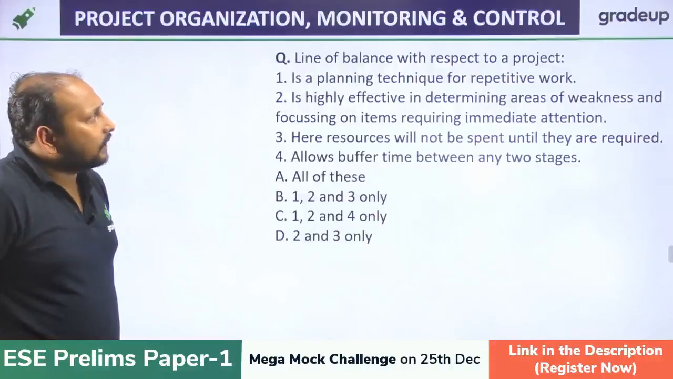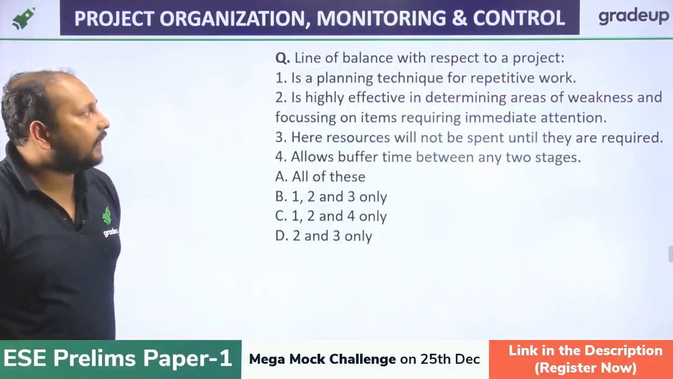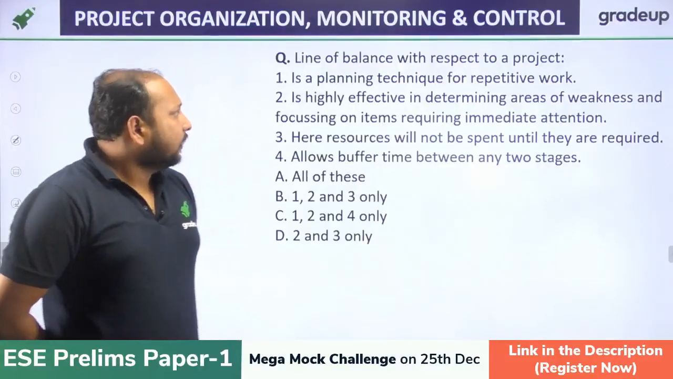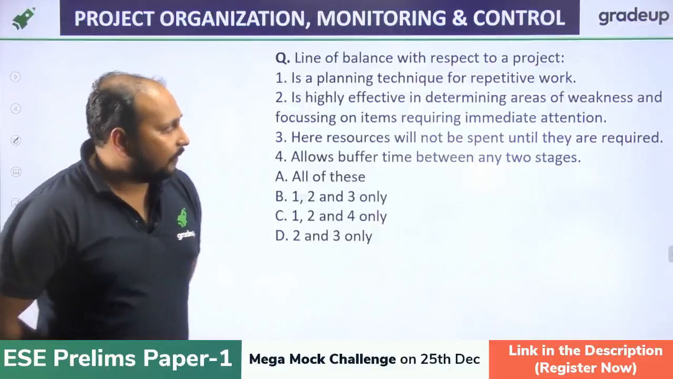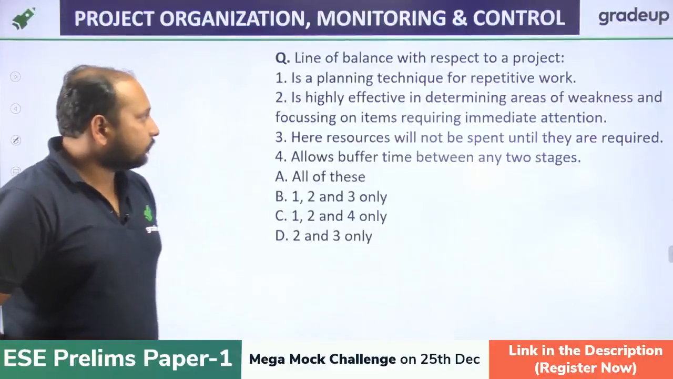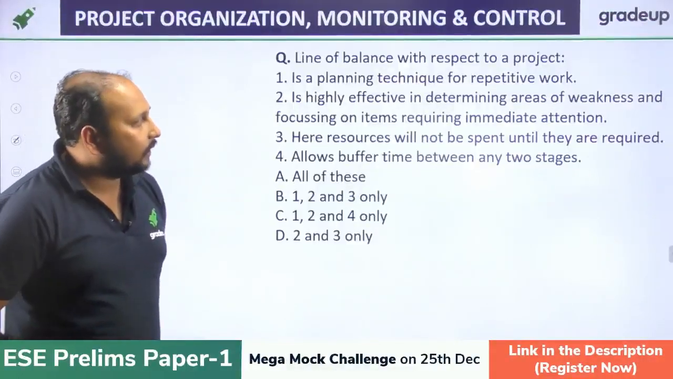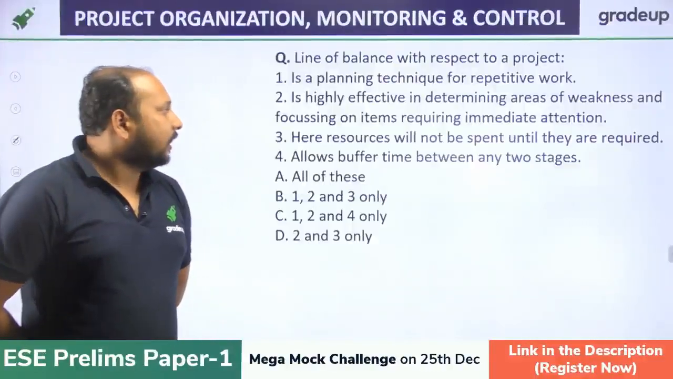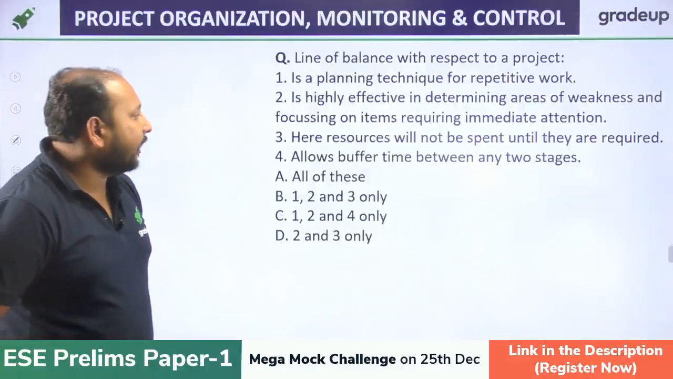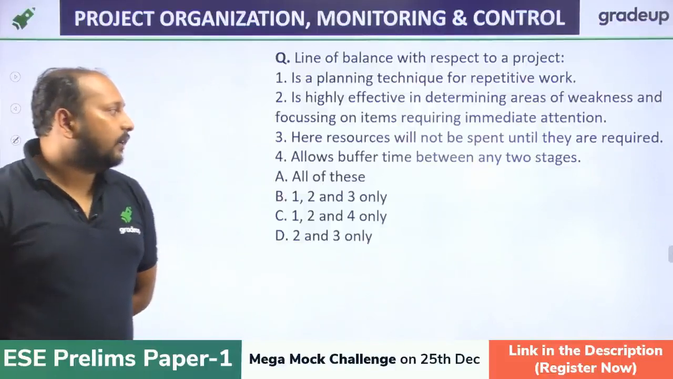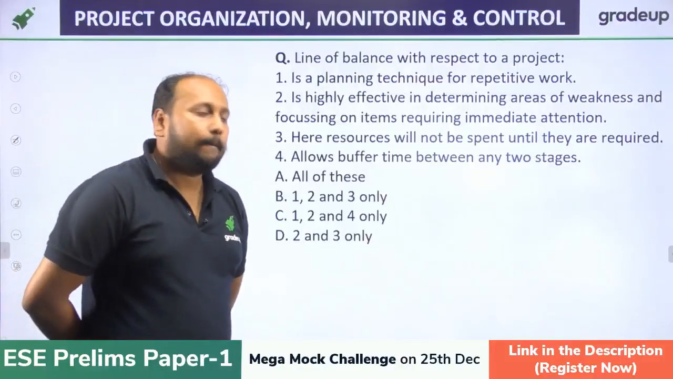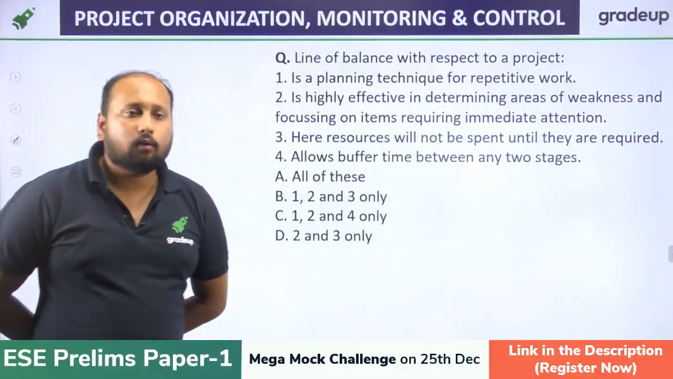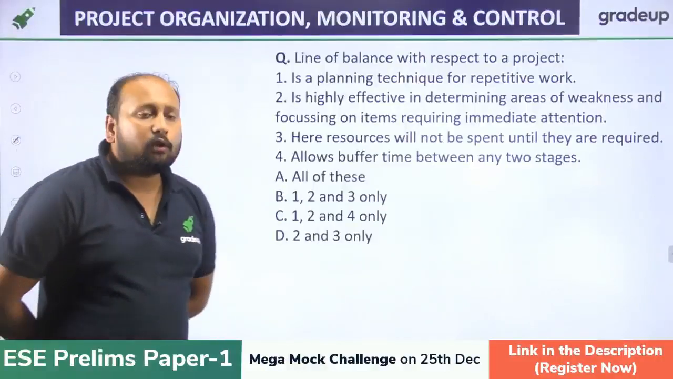A line of balance, with respect to project planning, is a technique for repetitive work. It is highly effective for determining areas of weakness and focusing on the items requiring immediate action. Here resources will not be spent until they are required, and it allows buffer time between any two stages. Options: all of these, 1, 2, 4, or 2 and 3.